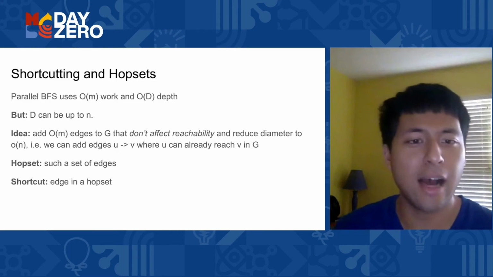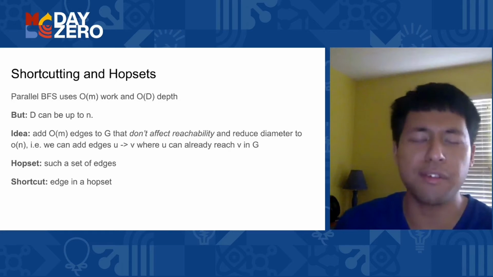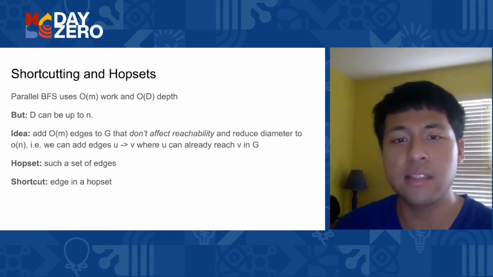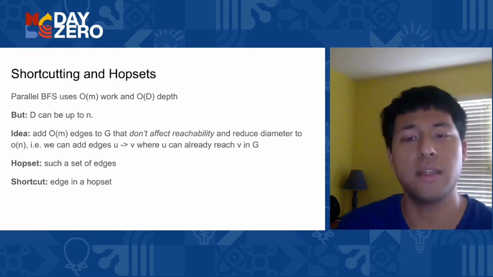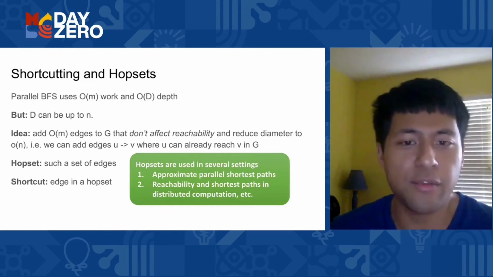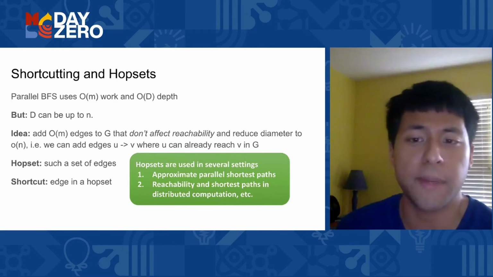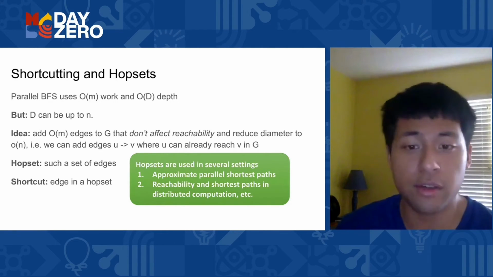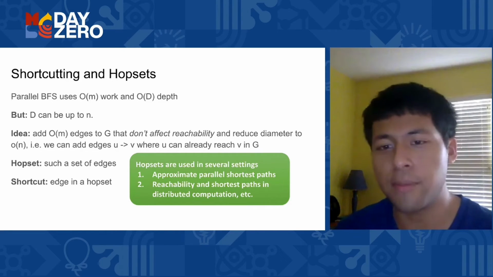And we're going to let a Hopset be such a set of edges, basically a small set of edges, such that when I add them to the graph, they don't affect the reachability structure, but significantly reduce the diameter. And a shortcut edge is an edge in the Hopset. Hopsets have seen a lot of use not only in this problem, but also in similar problems such as approximate parallel shortest paths in both undirected and directed graphs, and also similar problems in distributed computation or other models of computation.